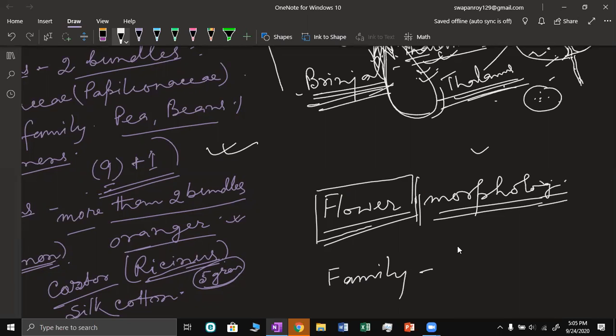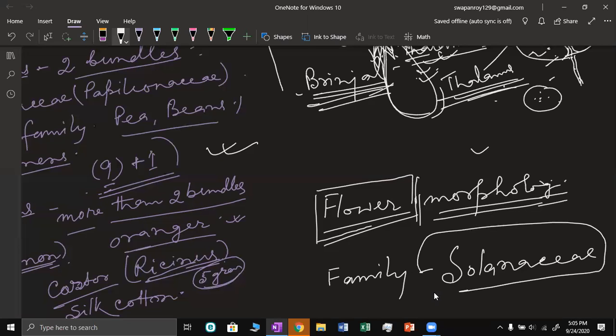After that, there is one family description, and that family is Solanaceae. This family description is based on technical terms, where different characteristics of the plant are described. So in the next class, we will see this Solanaceae.